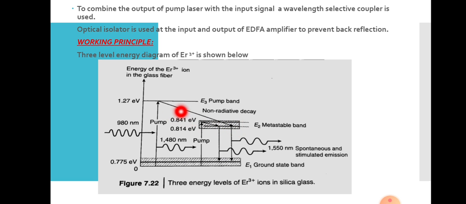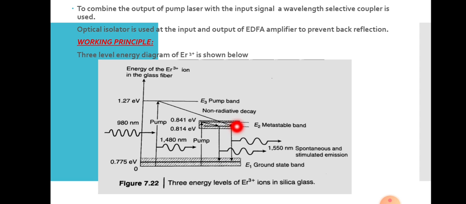Similarly, you can see here that some electrons are excited to this E3 band when they are absorbing energy from the pump corresponding to 980 nanometer. This higher energy level is not a stable state, so those electrons may go to this metastable state in order to achieve stability. So this corresponds to non-radiative decay. That means no photons will be emitted in this process.